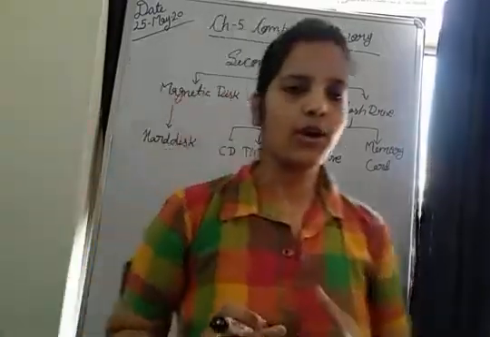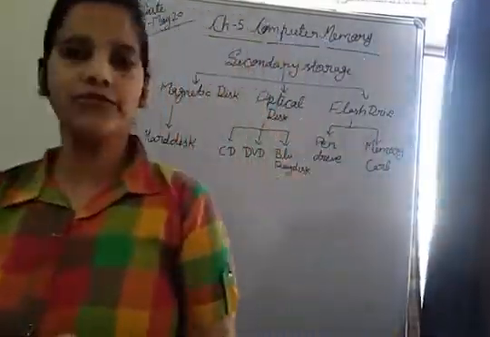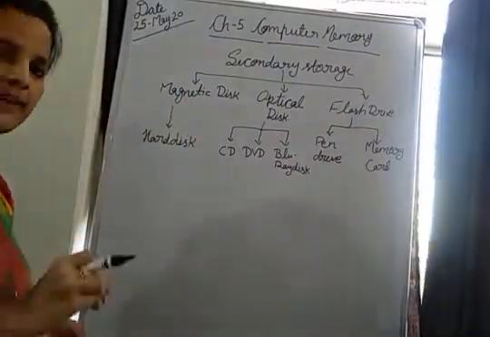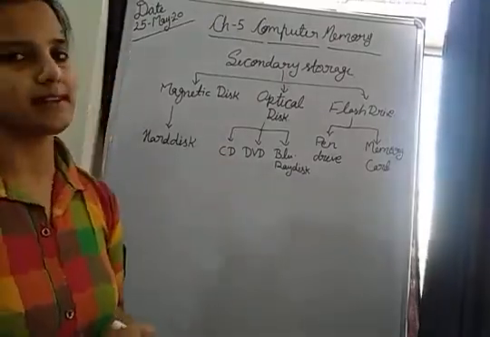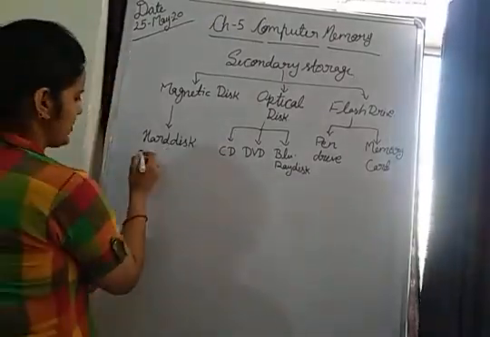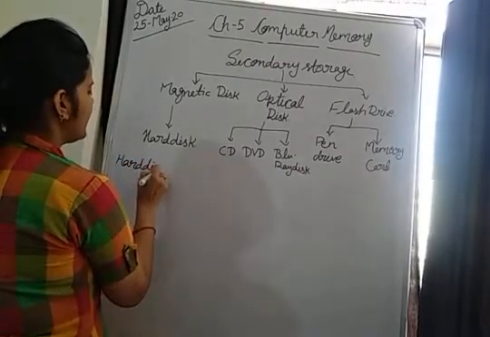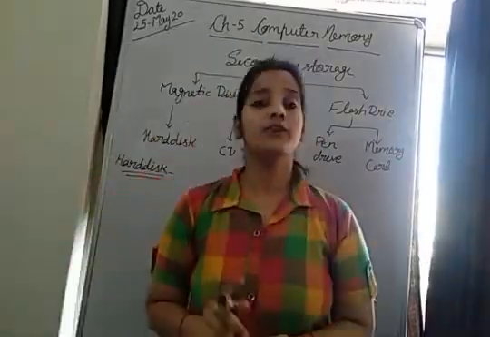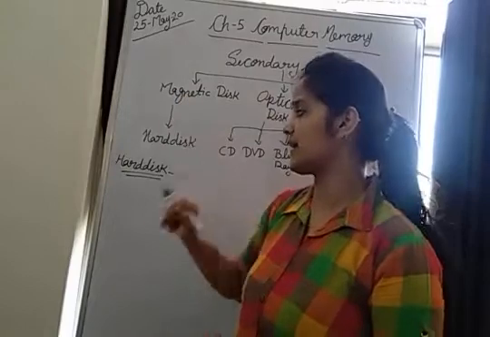You can record and erase the data on a magnetic disk any number of times. Means any number of times you can read, write and erase the data from the magnetic disk. Now the hard disk. Basically, hard disk consists of one or more magnetic disks. Hard disk comes into the category of magnetic disk.